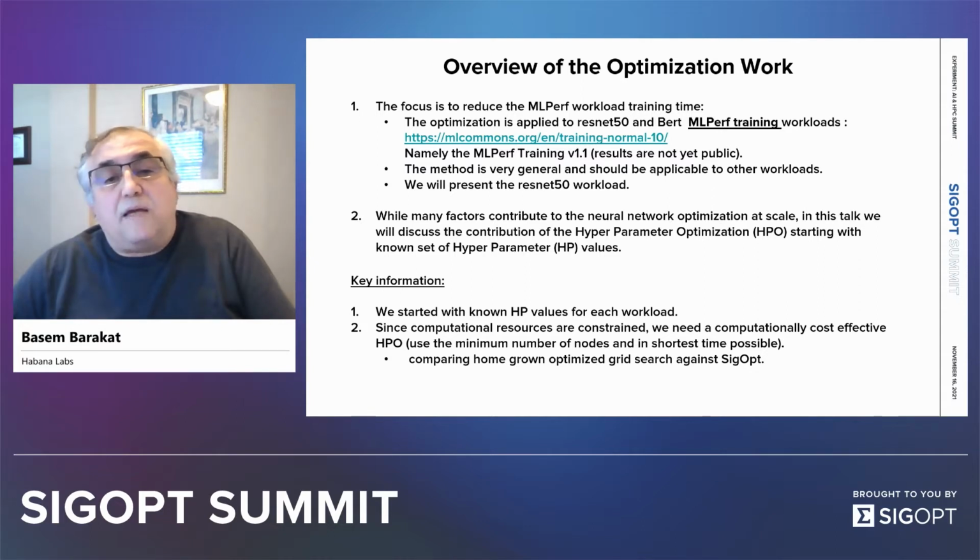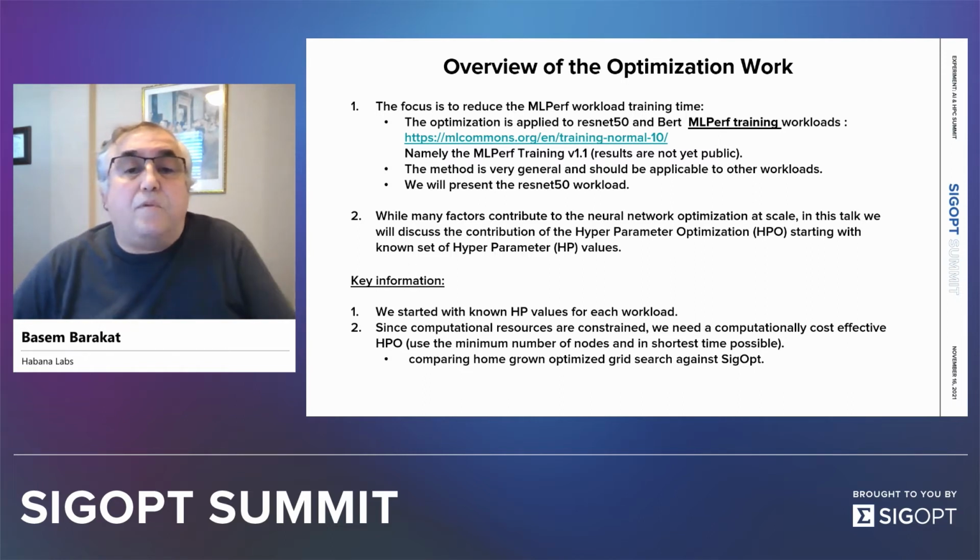I would like to emphasize and make sure everybody understands that many factors contribute to optimizing at-scale workloads' execution time. We will be focusing on and discussing the hyperparameter optimization contribution to the performance of that workload. Also, I would like to mention, we're starting from a known value. These workloads are known, they ran several times. So we will start at the known values, and then we will go ahead and apply our methods.